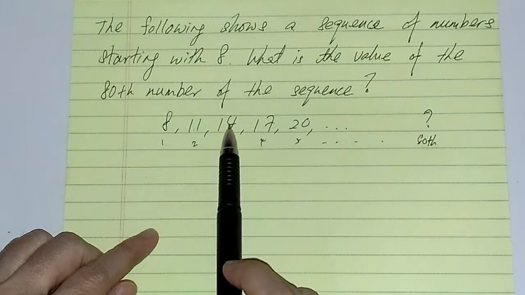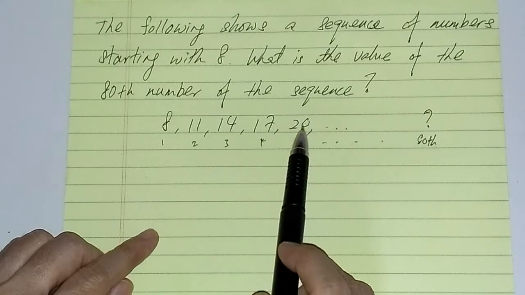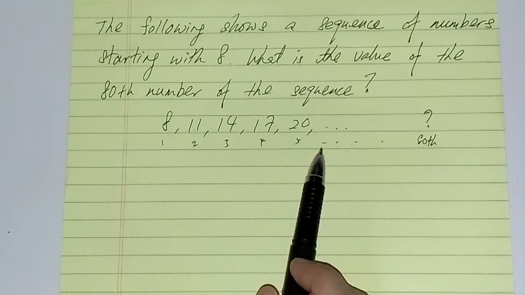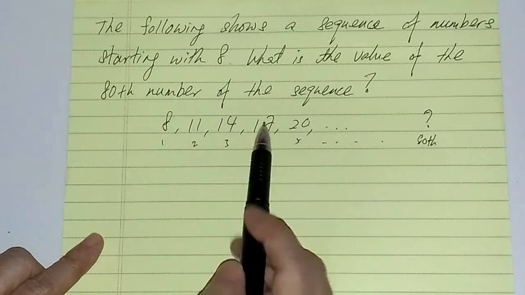11 minus 8 is 3. 14 minus 11 is 3. 17 minus 14 is 3. 20 minus 17 is 3. So you can see the difference is 3.